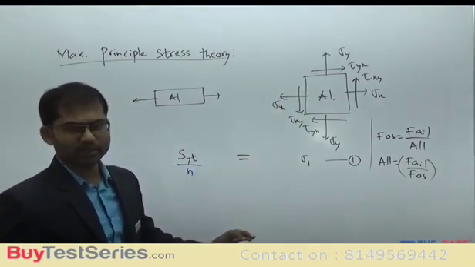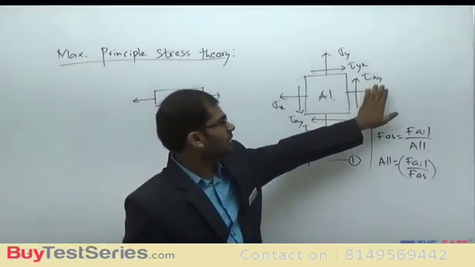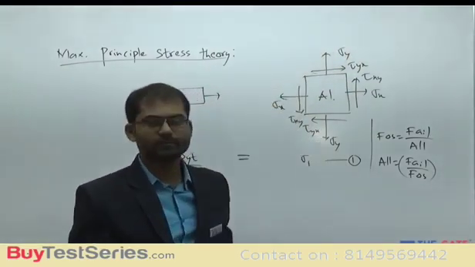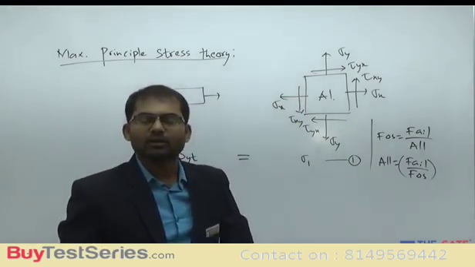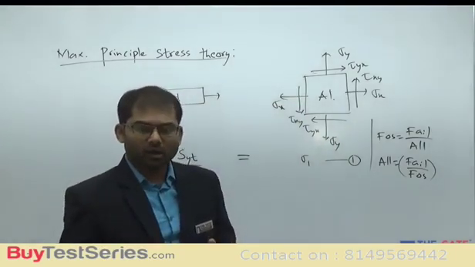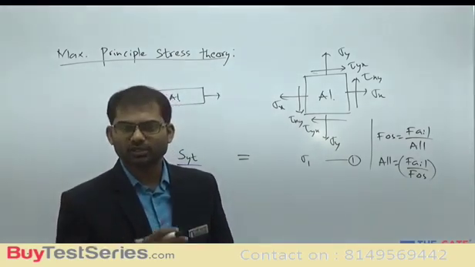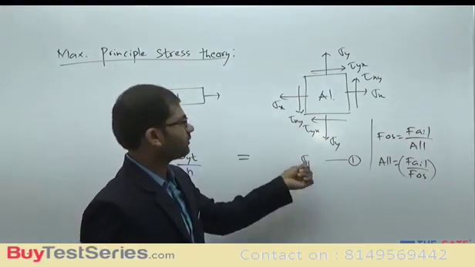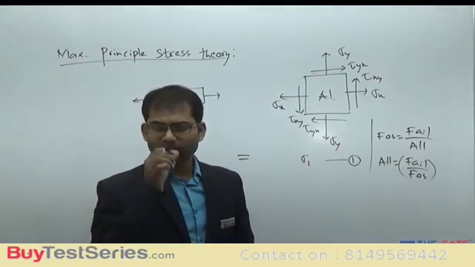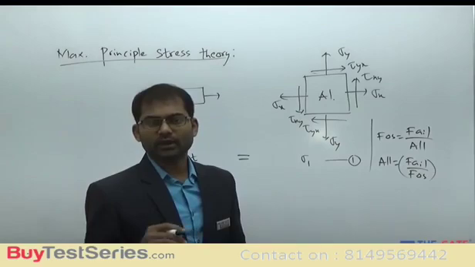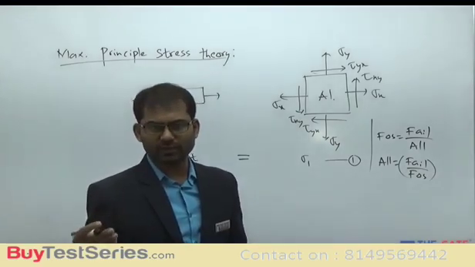I'm taking an example where sigma x is not there, sigma y is not there. If sigma x, sigma y are not there, only tau xy, tau yx are there, it's simply nothing but a pure shear case. I'm substituting sigma 1 for pure shear case. Sigma 1 for pure shear case is given by tau. At the time of failure, this tau becomes SYS value.